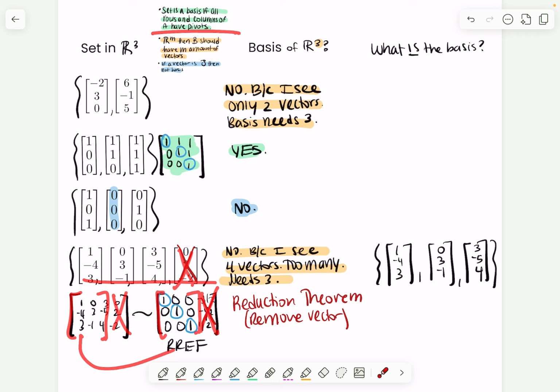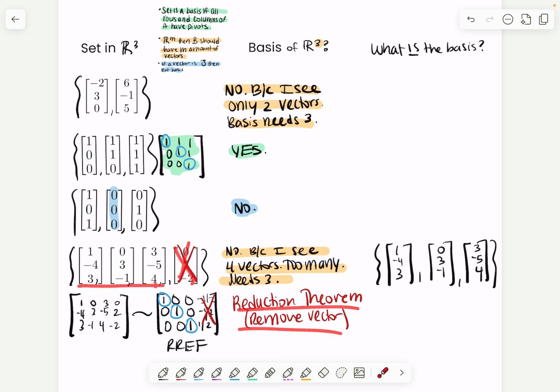And then, is it true that all of the rows and columns have pivots? Yes. Every row has a pivot. Every column has a pivot. And because of that, we can say that, yes, this is a basis. So we just kept removing vectors from the original set until we had linearly independent vectors, and also this condition was satisfied. And then we can say that, yes, this is a basis because it passes this condition where all of the rows and columns have pivots.